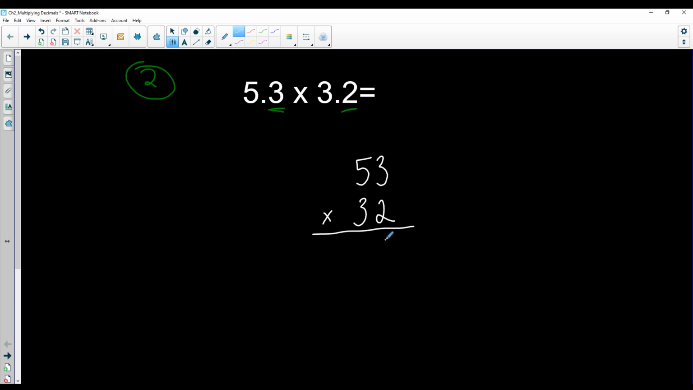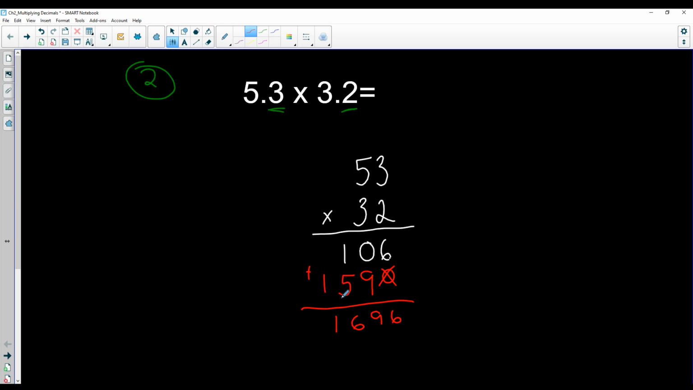2 times 3 is 6. 2 times 5 is 10, carry over. I always like switching colors to make sure that we know that we're multiplying the next place value over. So 3 times 3 is 9. 3 times 5 is 15. We'll go ahead and add those. We got 6. 0 add 9 is 9. 1 add 5 is 6. And 1.